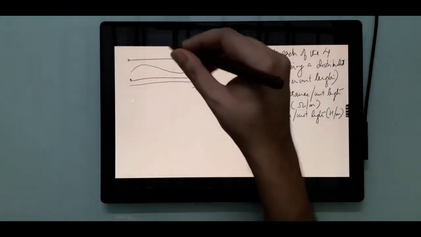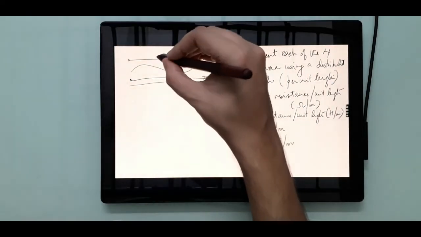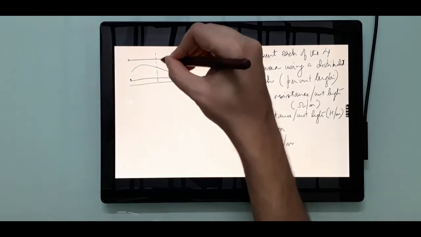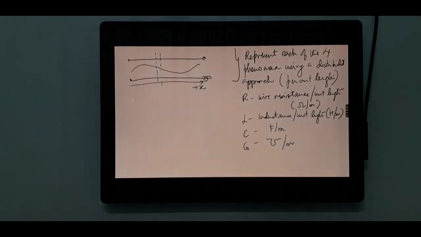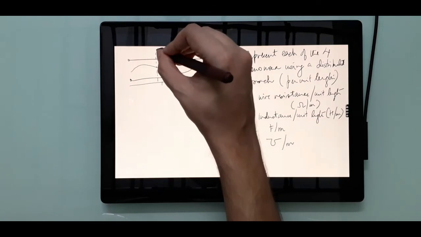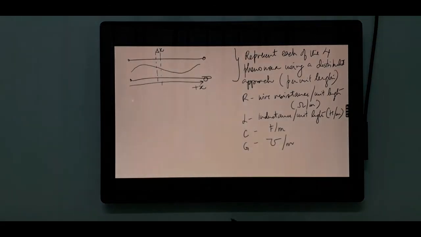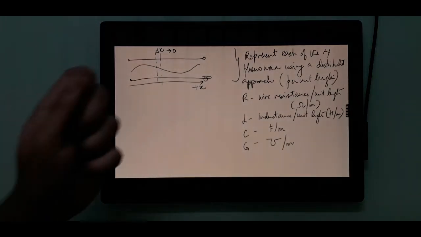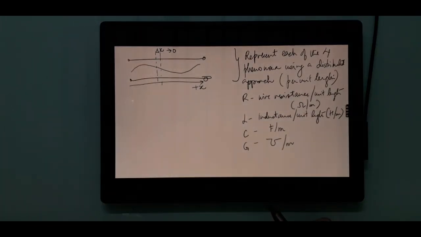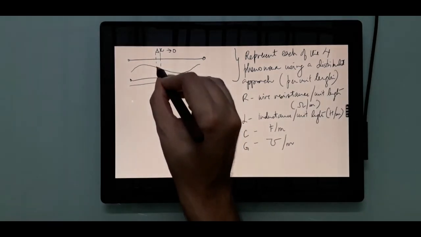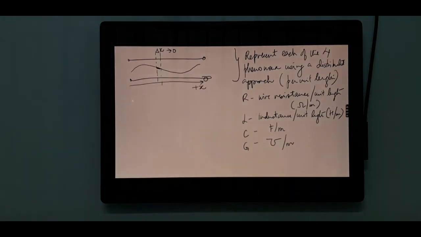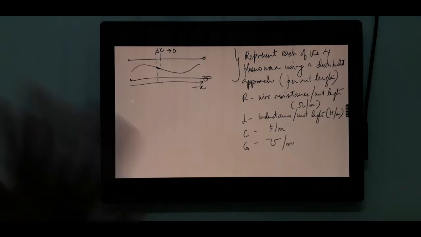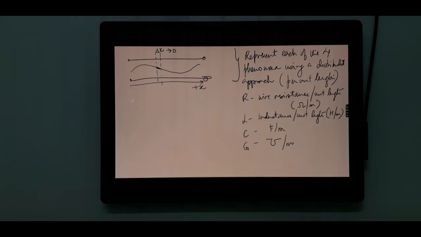Let us consider a very small portion of this line. Let's say this is delta x, where delta x tends to 0. It's an infinitesimally small section of this line where we can say that the voltage change delta V is nearly 0, or the voltage can be considered almost constant. That we can certainly assume.